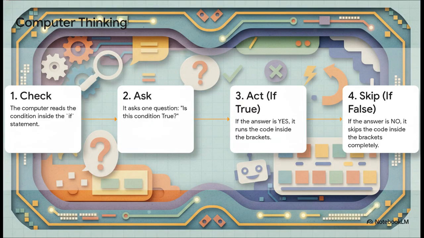So the computer's thought process here is incredibly logical. First, it checks the condition. Then, it asks itself one single question. Is this true? If the answer is yes, it acts. It runs the code. If the answer is no, it just skips that chunk of code completely and moves on to the next thing. That's it. It's that simple and that powerful.